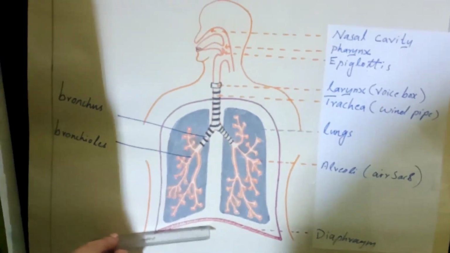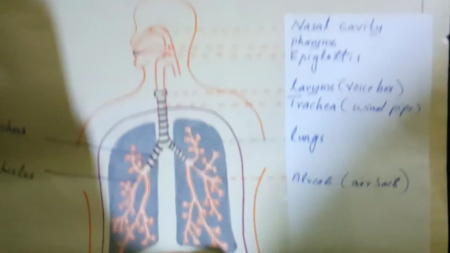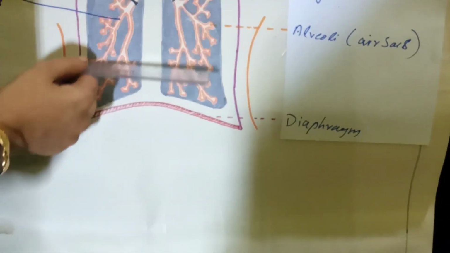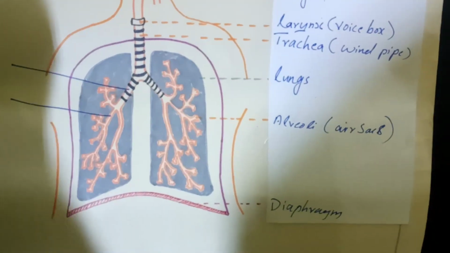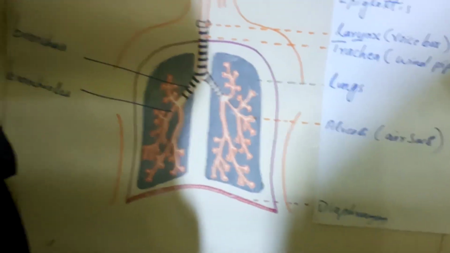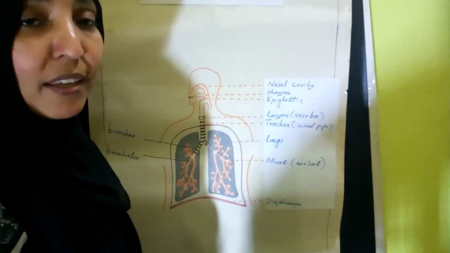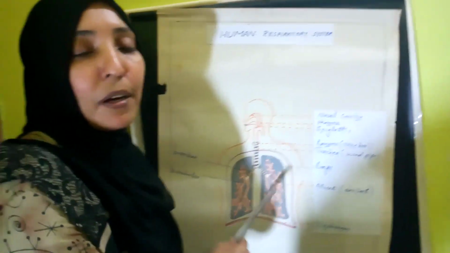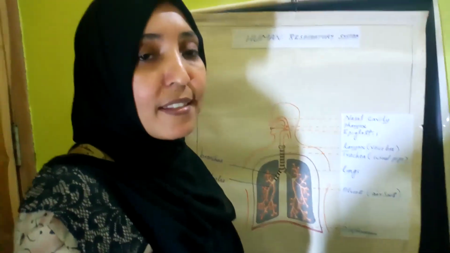Then at the bottom we can see there is a hard muscular sheet called the diaphragm, and the lungs are covered by a bony cage. What is the bony cage of the lungs? That is the rib cage. So study all these parts of the human respiratory system.